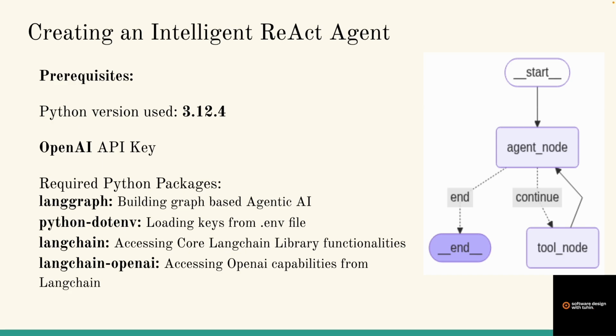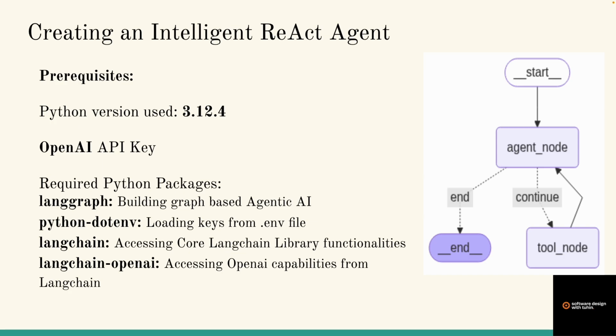So if you want to follow along, then please install Python 3.12.4. I have already created a video for creating multiple Python versions in the same system, or creating a same Python version for a particular directory. So you can check that particular video in the link. And we'll need an OpenAI API key because we'll be calling OpenAI for some LLM purposes.